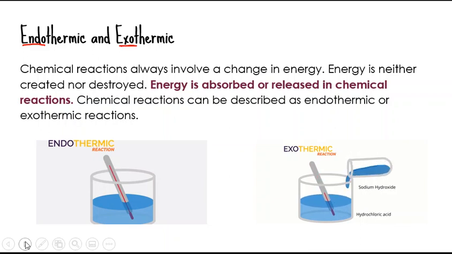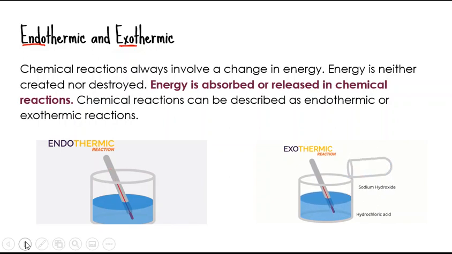Chemical reactions always involve a change in energy. Temperature goes up, temperature goes down. Feel it get warmer, feel it get colder. That's an indication of chemical change. Now, energy is absorbed or released in a chemical reaction. And we have the two types. One type it's being absorbed. The other type it's being released. Chemical reactions are described as endo or exo.